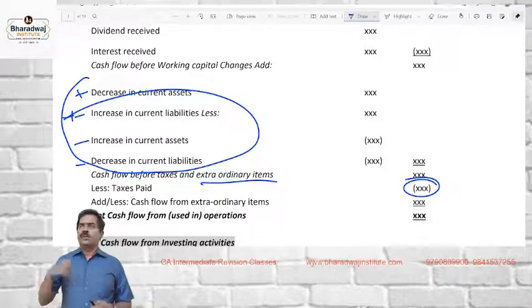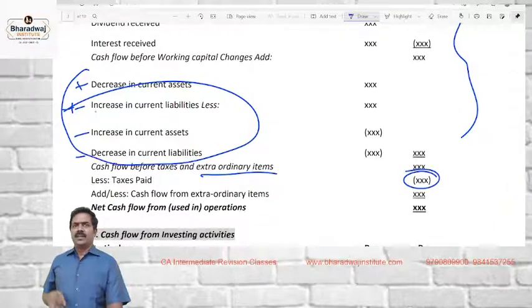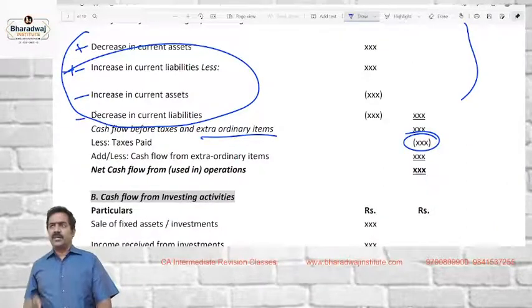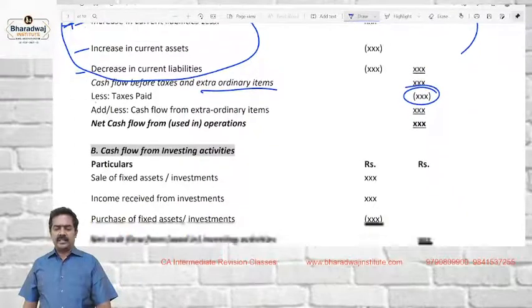There are two methods of doing it. One is the direct method. Another one is the indirect method. But the indirect method is widely tested in the exam. The direct method is rarely tested, but we should recap that also. But the indirect method is widely tested in the exam.